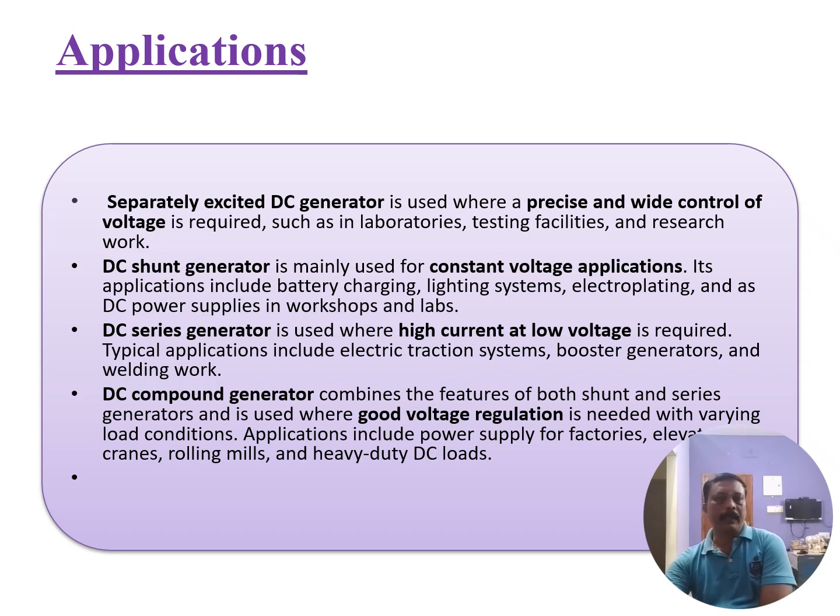The DC compound generator combines the features of both shunt and series generators and is used where good voltage regulation is needed under varying load conditions. Applications include power supply in factories, elevators, cranes, rolling mills, and heavy duty DC loads.